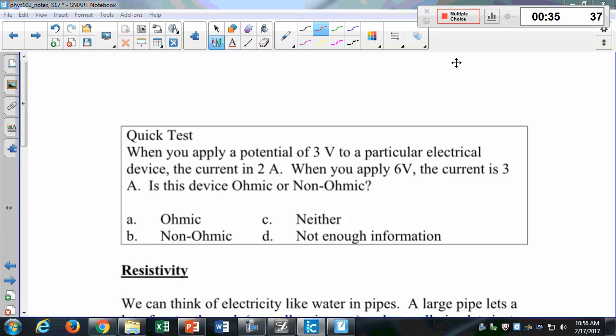Really asking, is this a linear relationship between V and I? If it is, it's ohmic. If it's not, it's non-ohmic.